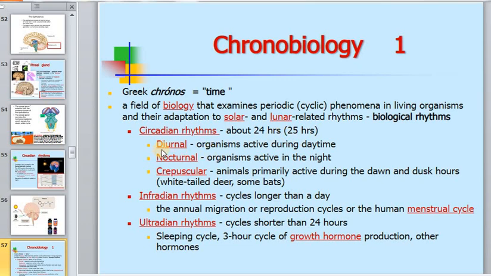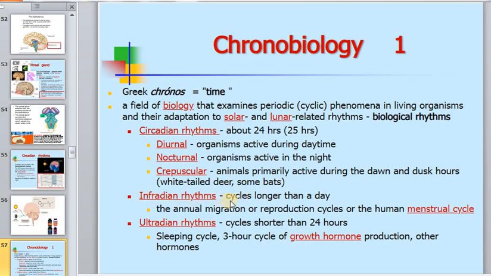We have the diurnal organisms, active during daytime. We have the organisms active in the night time. We have the animals primarily active during the dawn and dusk hours, like white-tailed deer and some bats.